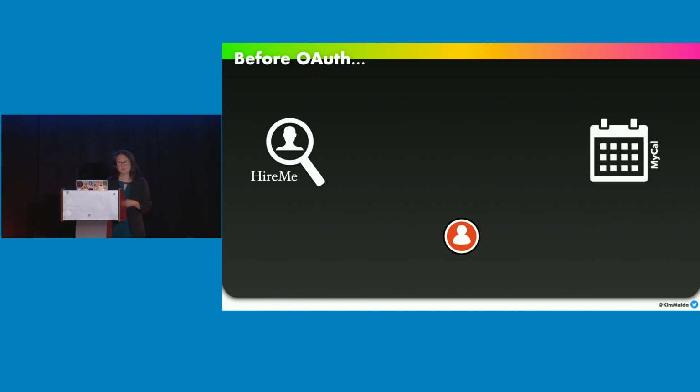Let's say you also use another app called MyCal to manage your personal calendar. And now you've set up an interview with HireMe, and HireMe wants to add a calendar event to your MyCal. So before OAuth, HireMe would ask you, the user, for your MyCal credentials, and you would provide your MyCal username and password to HireMe. I remember doing this. Some of you may remember this also. And then using your MyCal credentials, HireMe can call the MyCal API in order to do things like create calendar events on your behalf. And it does this using the access that you provided by sharing your MyCal login information with HireMe.